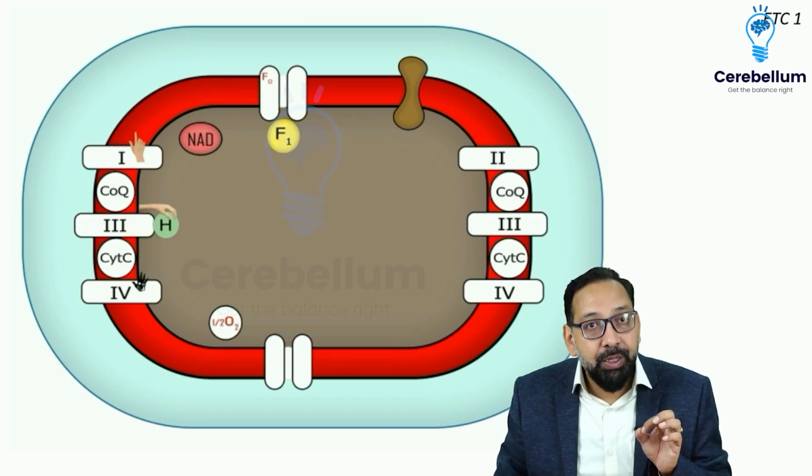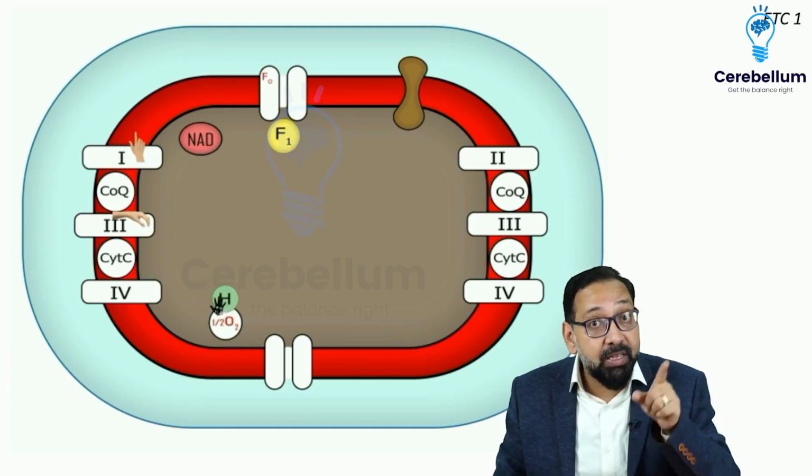Now complex 3 will take hydrogen from coenzyme Q and give it to cytochrome C. And if you join hydrogen, cytochrome C will be reduced. That's why complex 3 is called cytochrome C reductase. Complex 4 takes this hydrogen from cytochrome C and gives it to oxygen. That's why complex 4 is called cytochrome C oxidase. This sequence is important. A question has been asked in NEET PG.